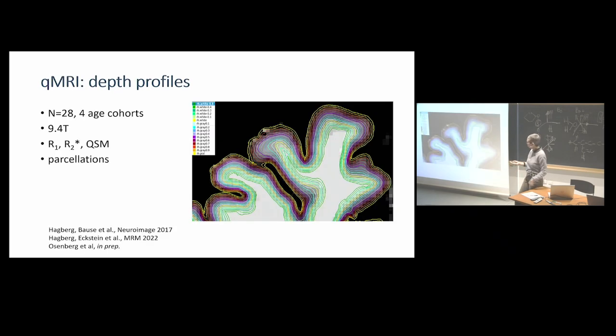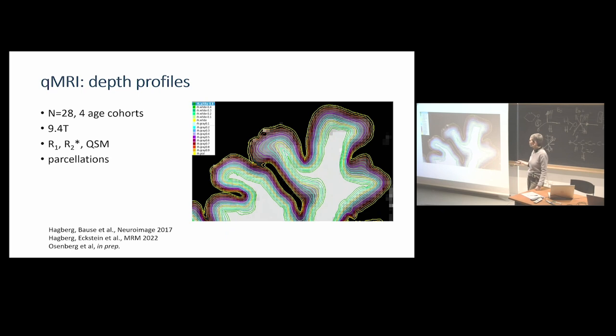So let me conclude now with a study which was actually done by Angela Osenberg. She was a master student in my lab during the past year. What she did was to have a look at subjects who had been measured at 9.4 Tesla, where we did all these techniques. So we did mapping of T1, where 1 over T1 is R1. We did mapping of the effective transverse relaxation time, where 1 over T2 star is R2 star. And then we also had quantitative susceptibility maps for these subjects.